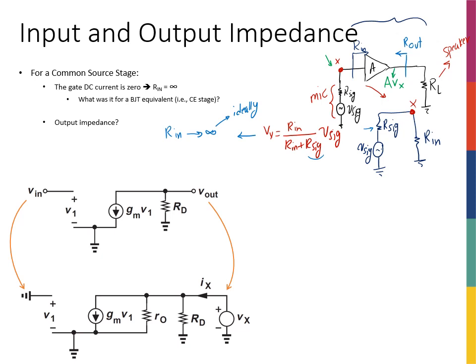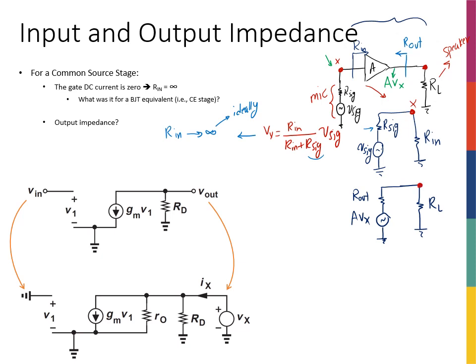But then, like any other real voltage source, we're going to have an internal resistance. We're going to show that internal resistance as R out. So my RL is going to see a source with an output resistance, R out, and the source is going to be A times Vx, right? Therefore, I can say that, well, this is my V out, and this is my V out.